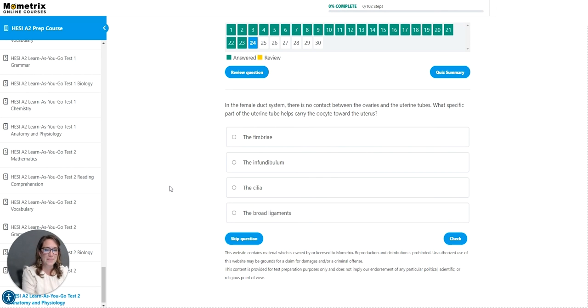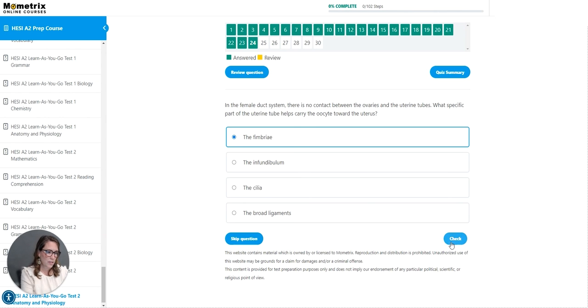Question number 24. In the female duct system, there is no contact between the ovaries and the uterine tubes. What specific part of the uterine tube helps carry the oocyte towards the uterus? You have your fimbriae, the infundibulum, the cilia, and then the broad ligaments.